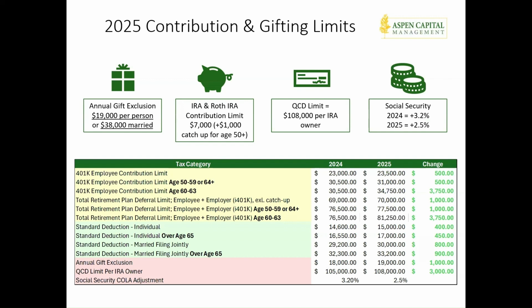Something new this year is an additional catch-up amount for people still working at age 60 to 63 for a total 2025 contribution of $34,750. This change represents a unique chance to maximize tax advantage savings as you approach retirement.